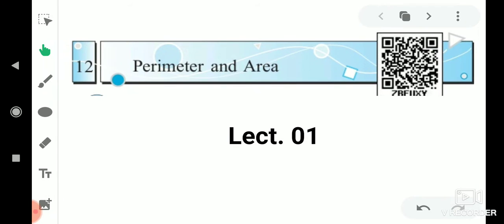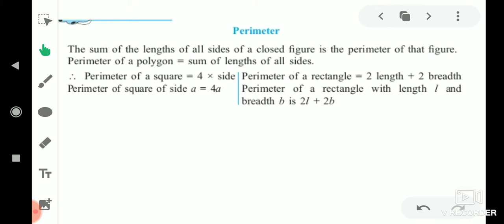Assalamu alaikum. Today we will start perimeter and area. This is lecture number 1 and we will see perimeter.